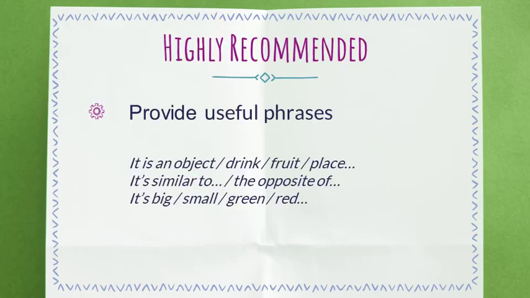One thing I highly recommend is to provide learners with useful phrases so that they use these circumlocution strategies, such as description of the object, size, color, shape, what you use it for, etc. Analogies or comparisons, are they similar or different to something else? And even associations, do they associate that with a particular person or place or brand?